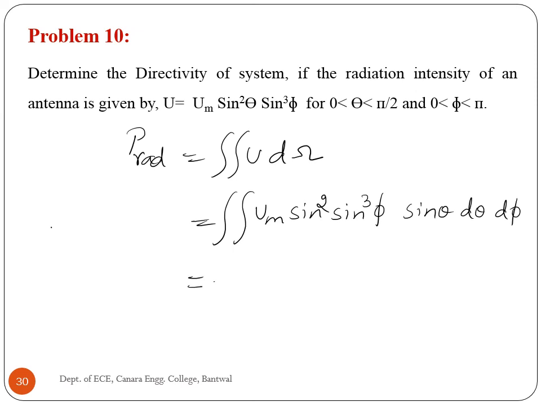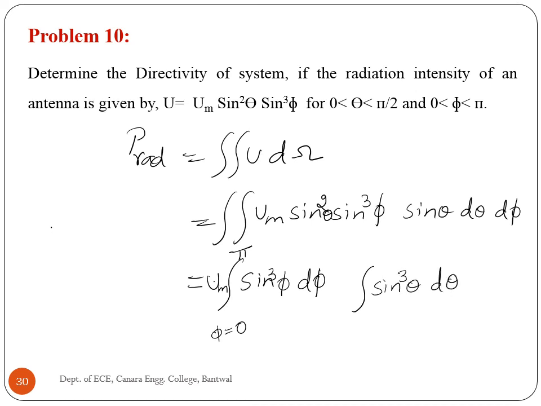and integration of sin cube phi d phi, when phi is from 0 to pi, and integration of sin square theta into sin theta is sin cube theta d theta, and theta is from 0 to pi by 2.